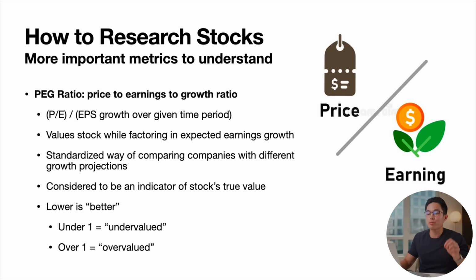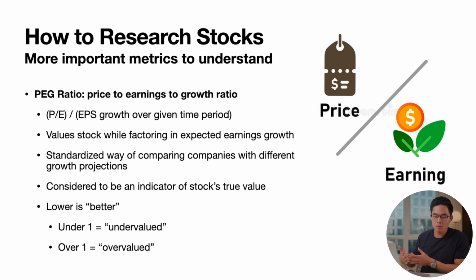Next up, we have the PEG ratio, and this is your price to earnings to growth ratio. To calculate this, you're basically taking the PE ratio, so that thing that we just calculated, and dividing it by the earnings per share growth over a given time period. I know this sounds a little bit complicated, but this is basically allowing you to value a stock while factoring in expected earnings growth. So it's a more standardized way of comparing companies with different growth projections. The PE ratio is not always the best indicator of a stock's true value. And in my opinion, the PEG ratio can often be a better indicator of the stock's true value.